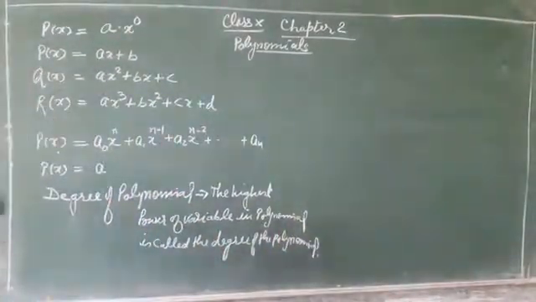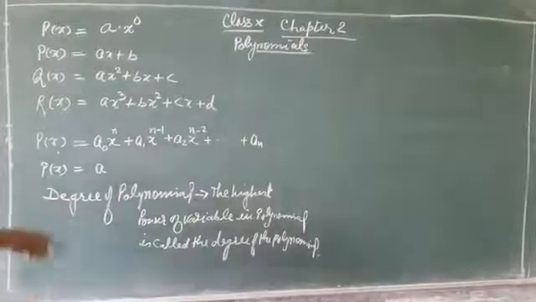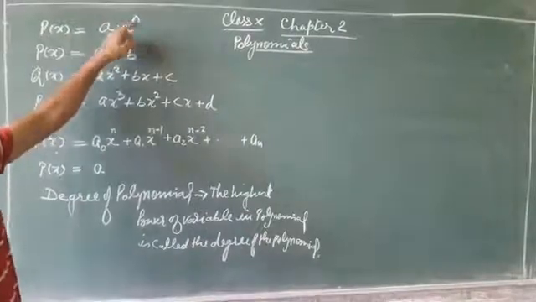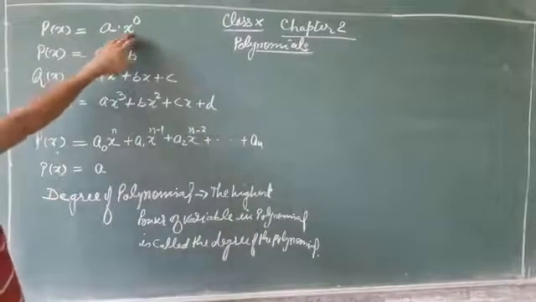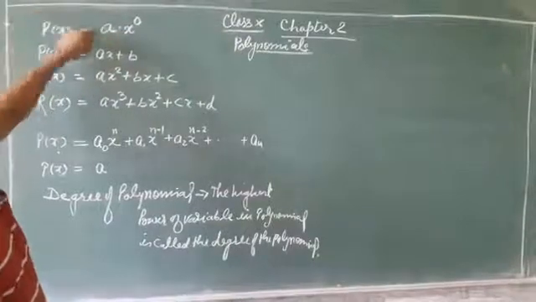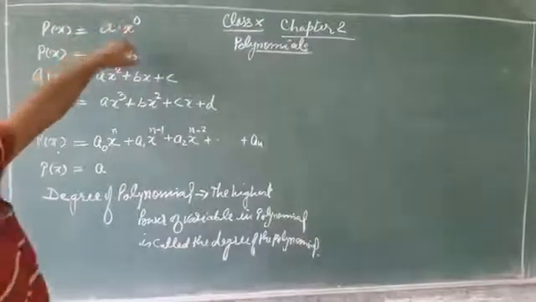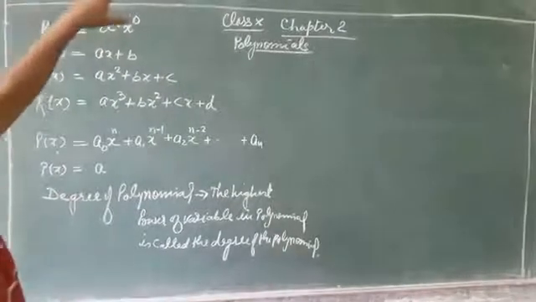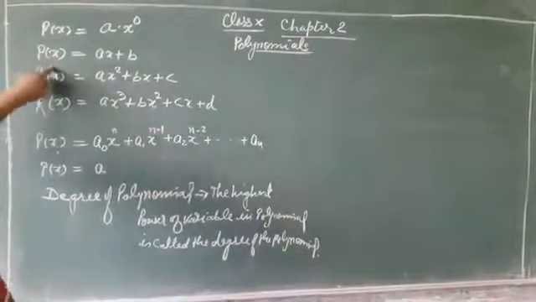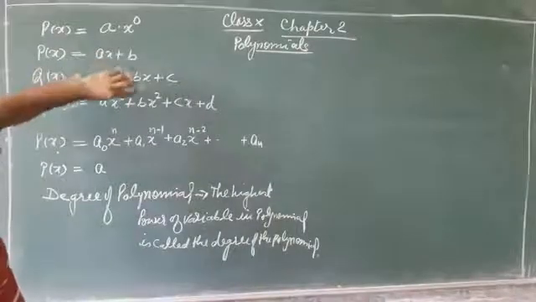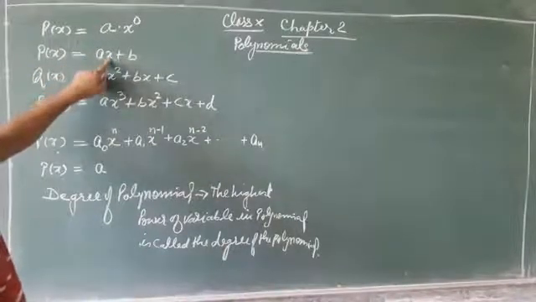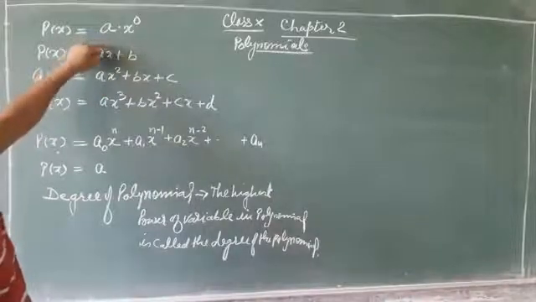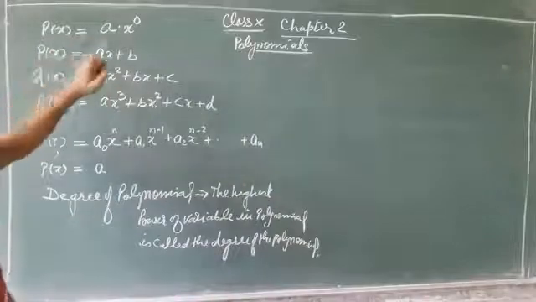Degree of the polynomial means, for this polynomial, x to the power 0, the highest power of the variable is 0. So the degree of this polynomial is 0. For this polynomial, x, the highest power of the variable is 1. So the degree of this polynomial is 1.